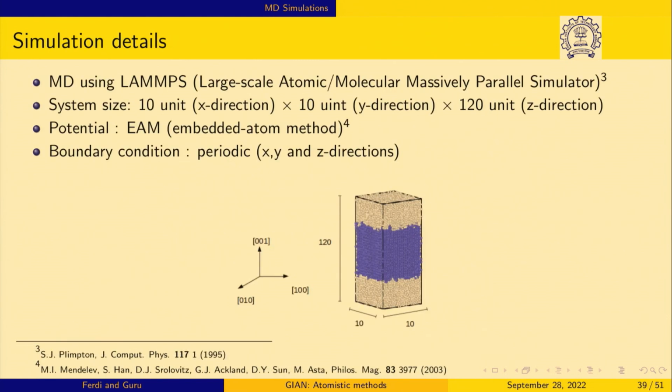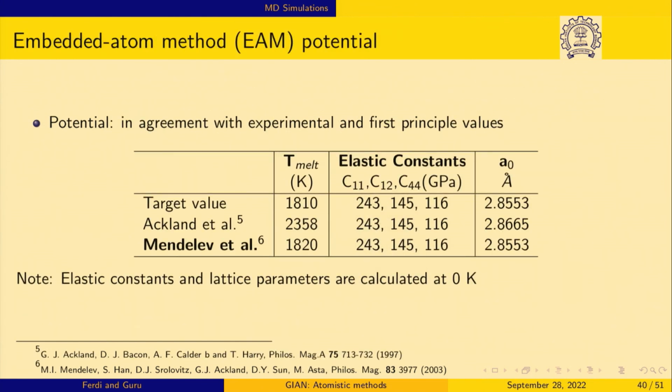So, we did MD using LAMMPS and 10 by 10 by 120 units, and we used EAM potentials. There are several that are available for iron, and I think one by Mendelev et al. from 2003 is what we used, and it is periodic in XYZ directions. And we also evaluated the elastic moduli after evaluating the melting temperature.